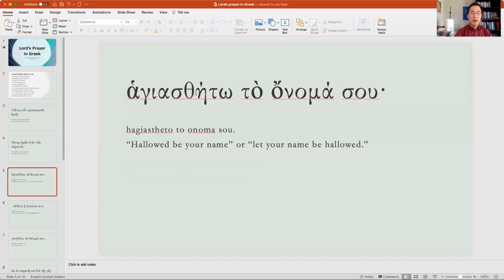Which means Hagiasthetō, be hallowed. To onoma su, your name. Onoma is a name. Okay? Su is yours. So your name be hallowed. Let your name be hallowed. So once more, repeat after me the whole piece here. Hagiasthetō to onoma su. Beautiful.